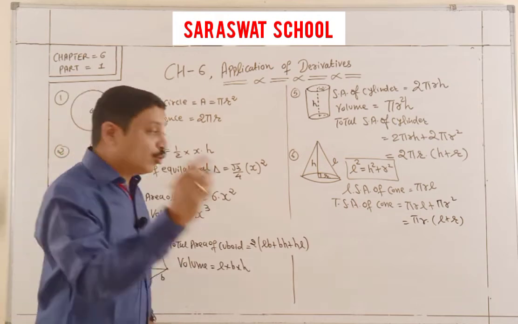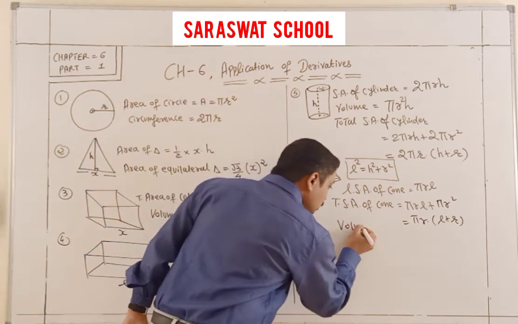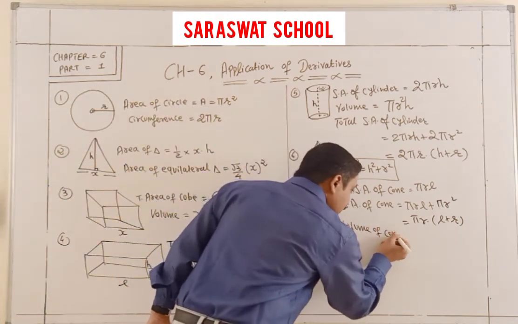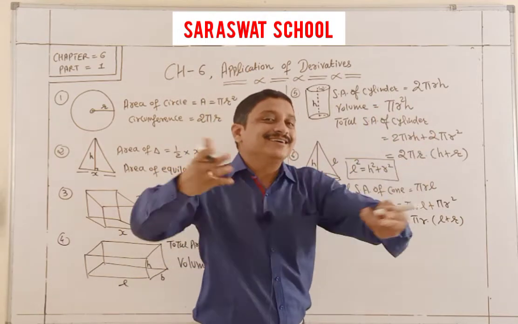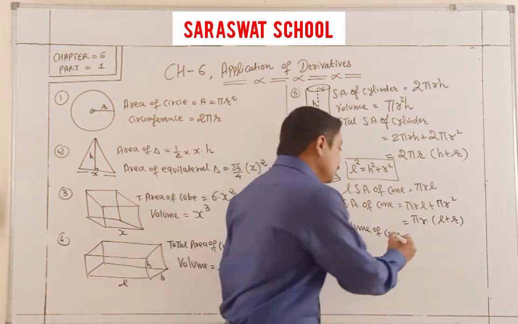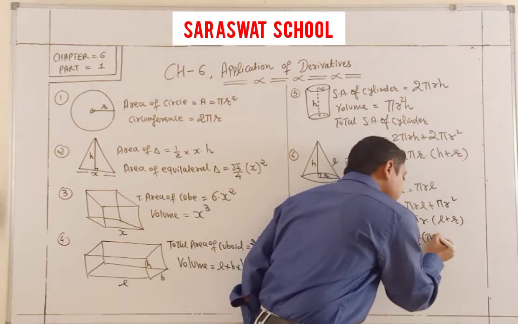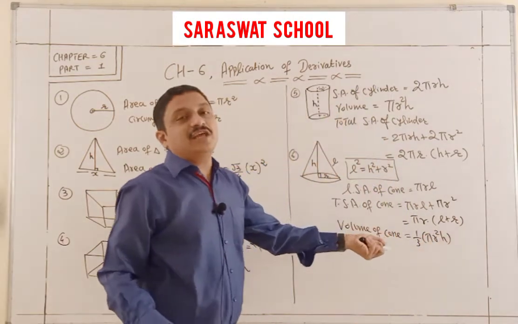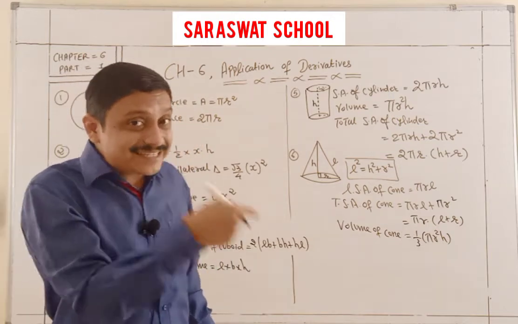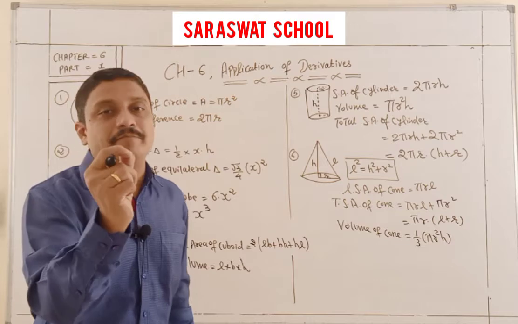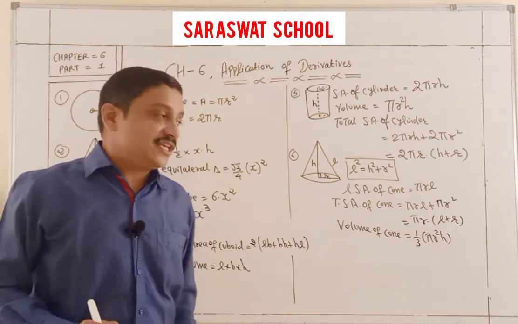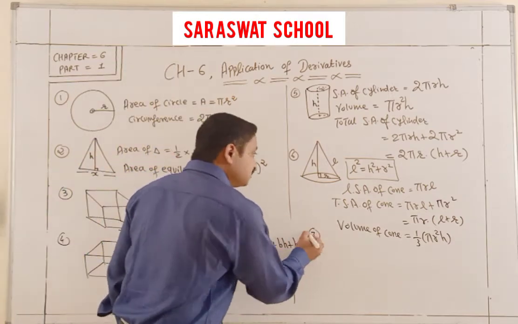And one more, the volume of the cone is one third of the cylinder volume, so one third pi r square h. This is necessary. I again repeat, you must learn it by heart, because this is the main first step for our chapter.